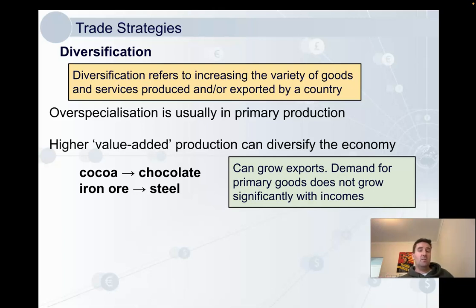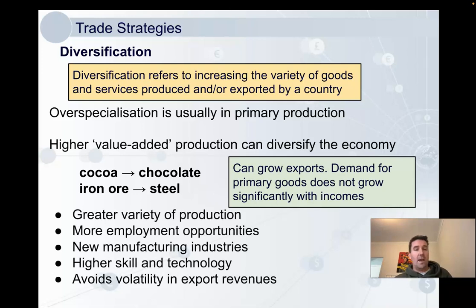Demand for primary goods tends not to actually grow that much as incomes rise. They've got low income elasticity of demand, so therefore it's not a great source of growth in the long term. What you can get from this, a great variety of production, more employment opportunities, new manufacturing industries, higher skill and technology. So this can sort of start to seep into other industries as well. And importantly, it avoids the volatility in export revenues.